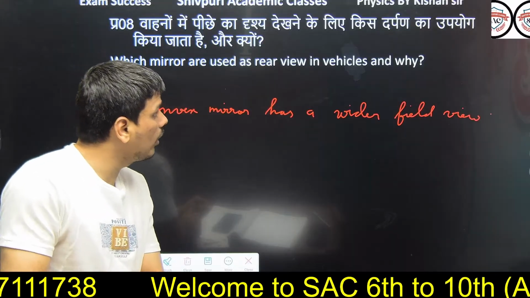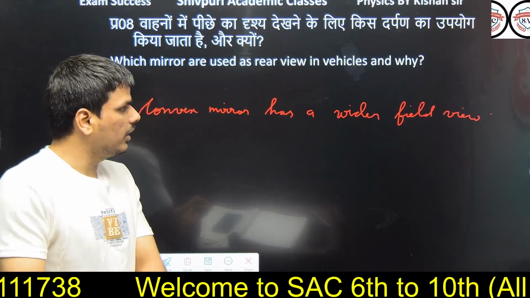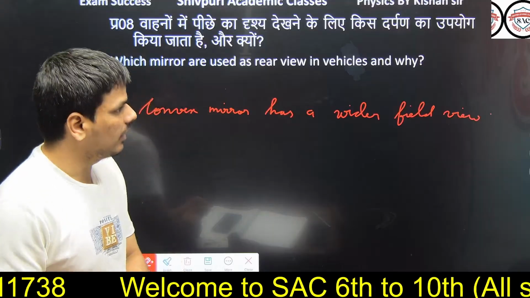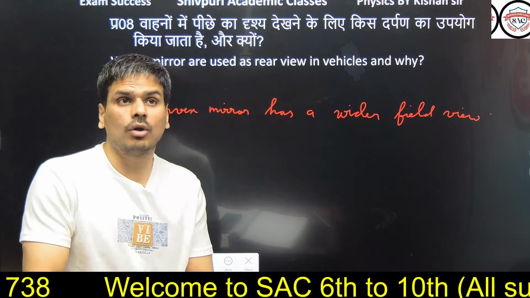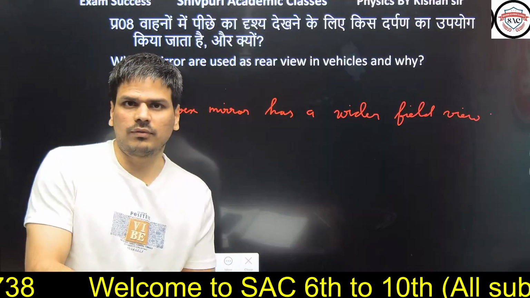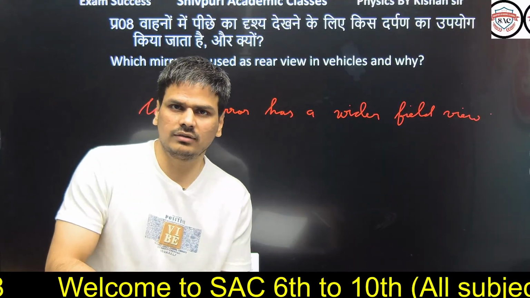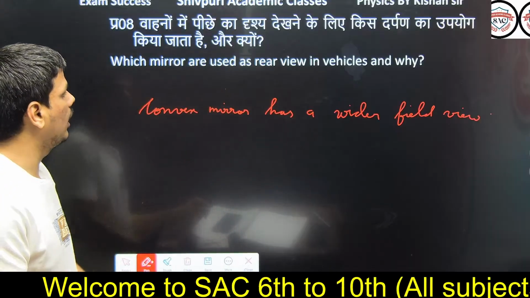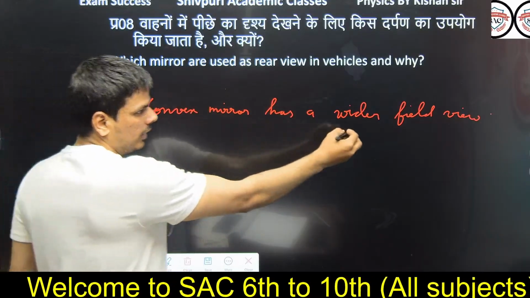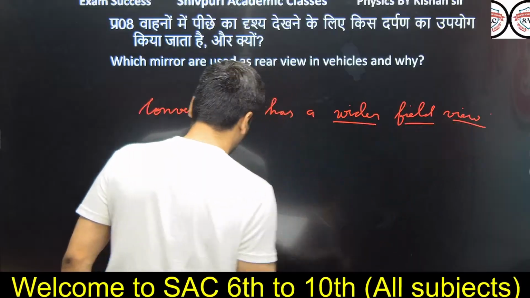There is also a warning written on the mirror: objects are closer than they appear, because the image of every object is comparatively smaller than its original size. So that's why we are using a convex mirror, because it can give us a wider field of view.